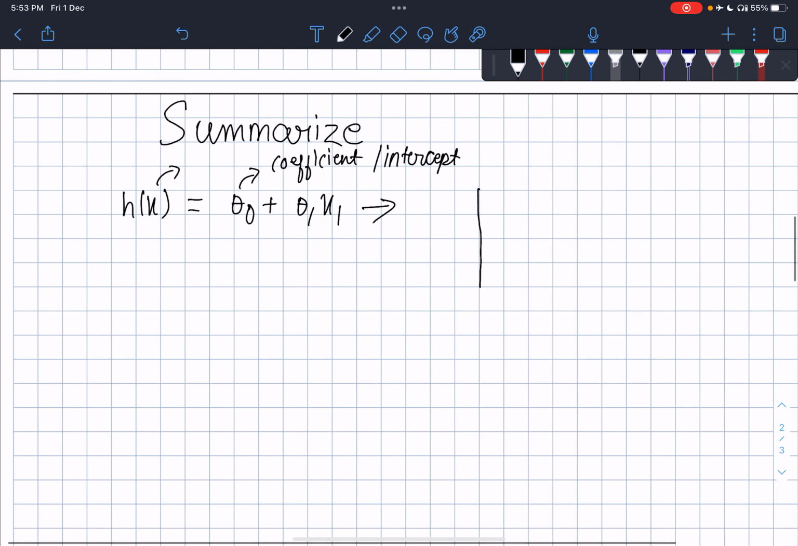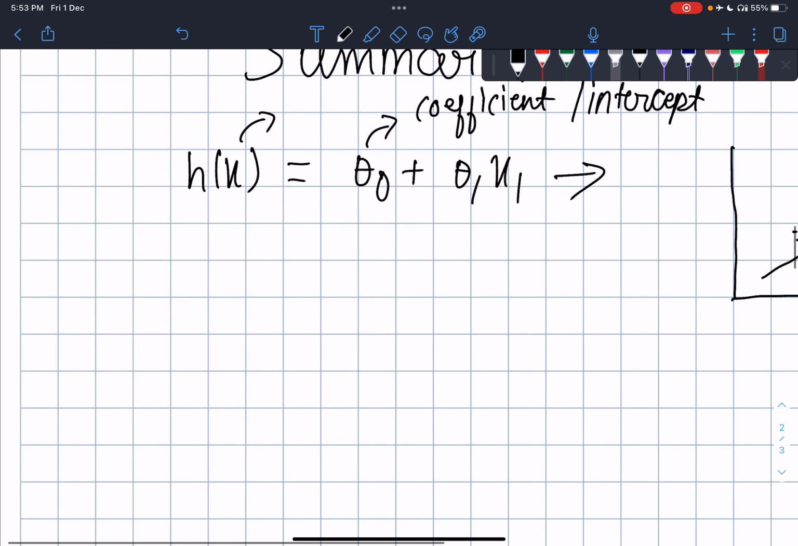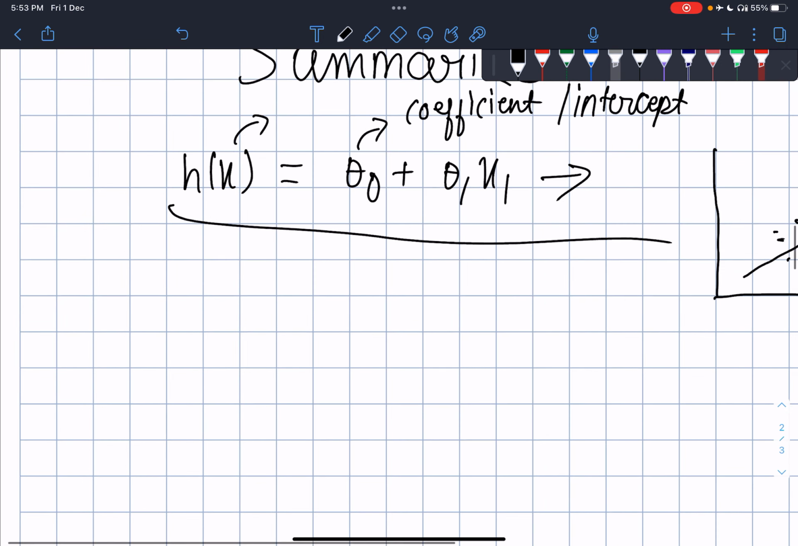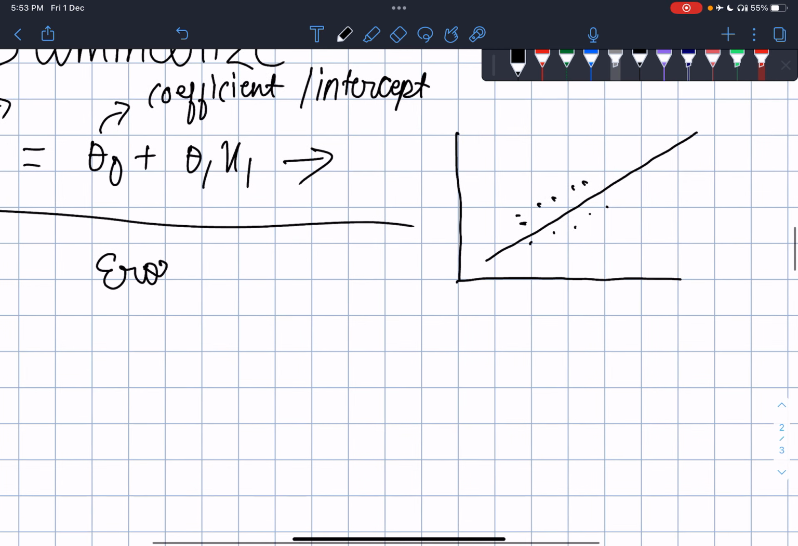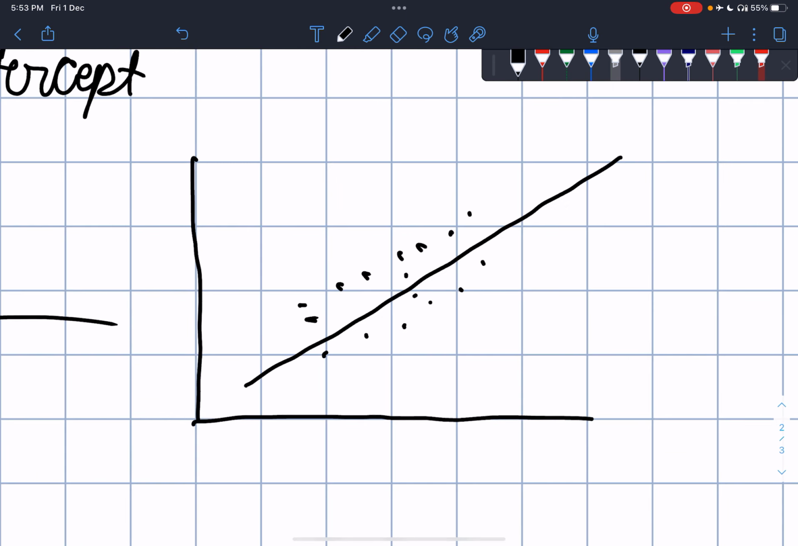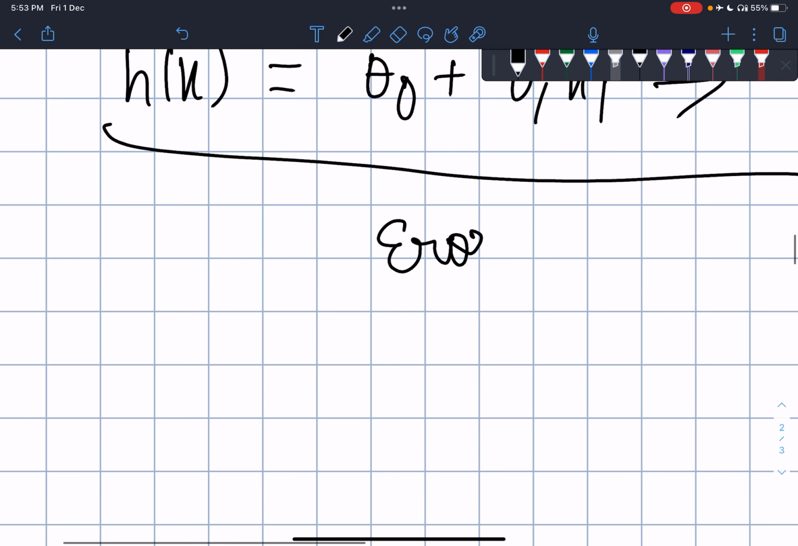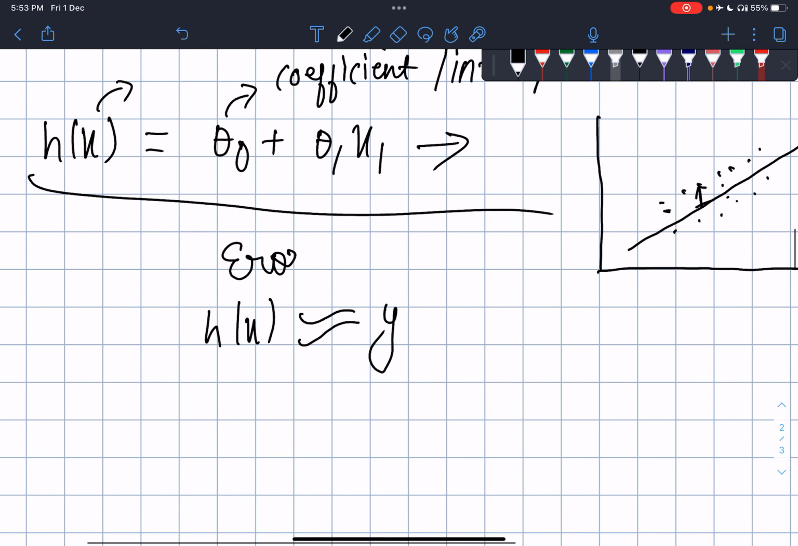Let's suppose we're getting the line like this. This is the data point and we got the line like this. Now we have a hypothesis function and we get some errors. We're not going to predict so perfectly, so it's not going to be exact. We have to predict in a way that our h of x is approximately y.